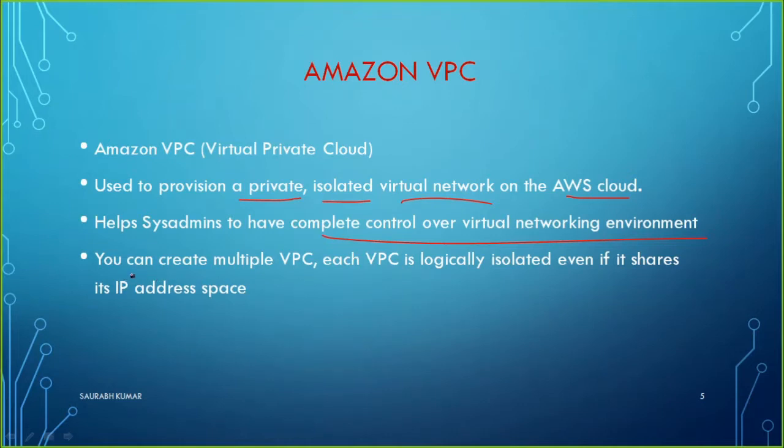Next point is, you can also create multiple VPCs. It's not like there will be a default VPC and you have to use the same VPC for all the instances and all the storage. You have the option to create as many VPCs as you want, and each VPC is logically isolated even if it shares its IP space. So these are some of the plus points when we talk about Amazon VPC.